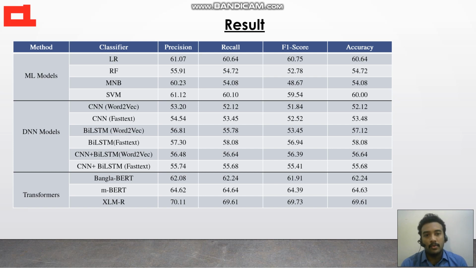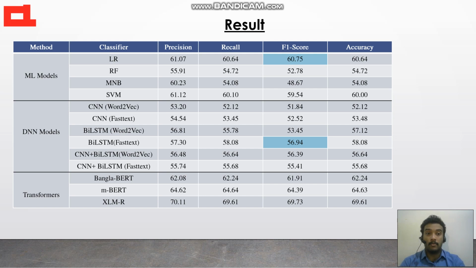60.75%, higher than random forest, multinomial Bayes, and support vector machine. Logistic regression also performed better in precision, recall, and accuracy than other ML models. In DNN, BiLSTM with fastText outperformed other approaches concerning all the evaluation parameters. It achieved an F1 score of 56.94%. However, BiLSTM with fastText achieved about 4% lower F1 score than the best ML method, which was logistic regression.